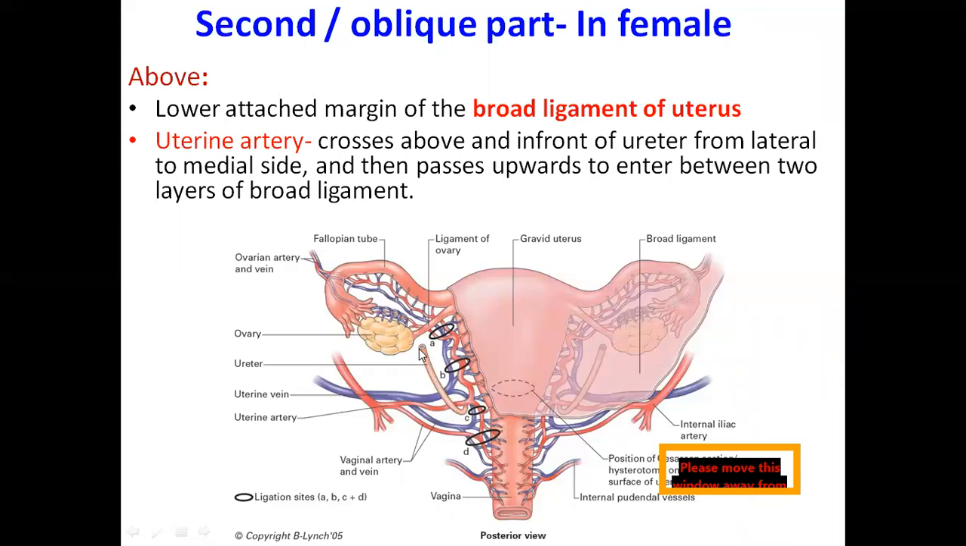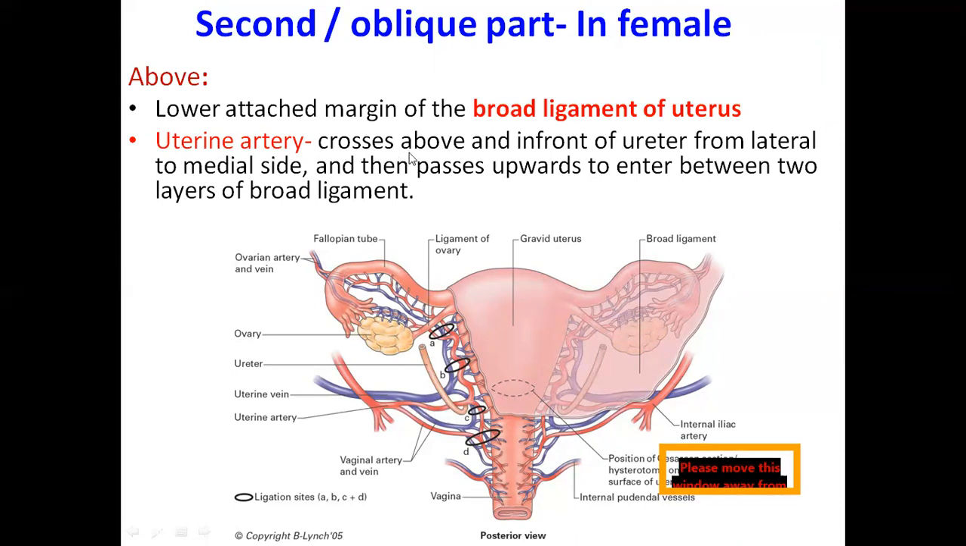Sometimes, during gynecological procedures and obstetric procedures where you need to ligate the uterine artery, where you need to tie the uterine artery to prevent bleeding, sometimes we may mistake the ureter for the uterine artery, and if it is ligated, there will be a risk of damage to the ureter. So you can see both are very much closely related.